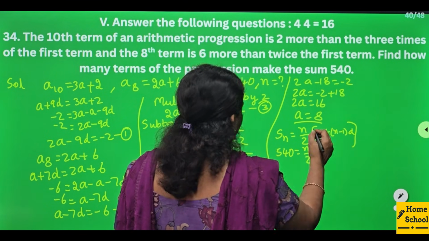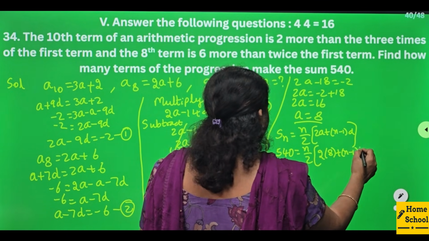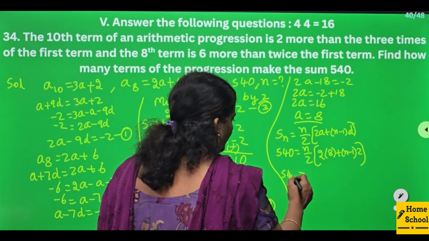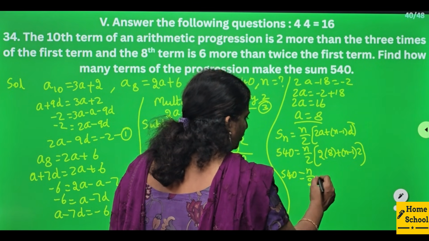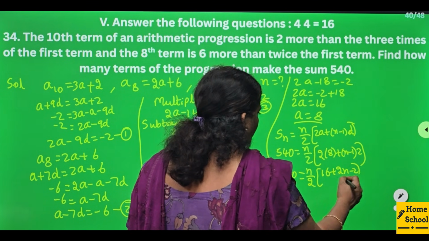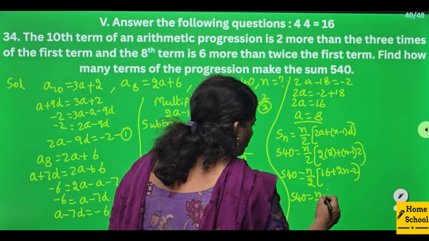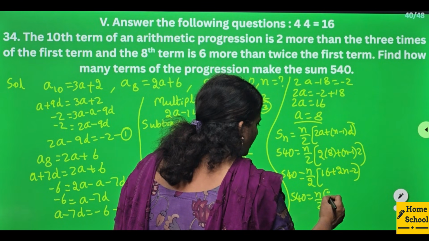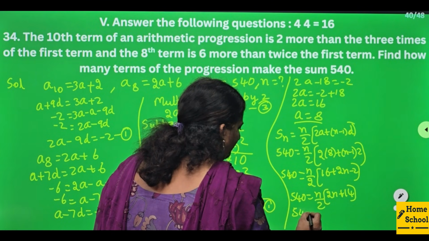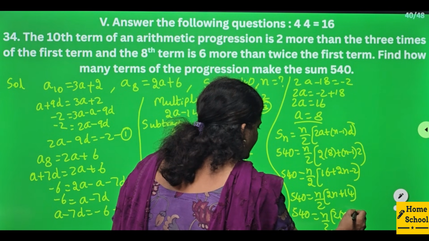2 into a value is 8 plus n minus 1 into d value is 2. That is equal to 540 is equal to n by 2 into 2 8s are 16 plus 2n minus 2. Now 540 is equal to n by 2 into 16 minus 2 will be 14, 2n plus 14. Take out 2 common. Take out 2 common here. 2 into n plus 7.